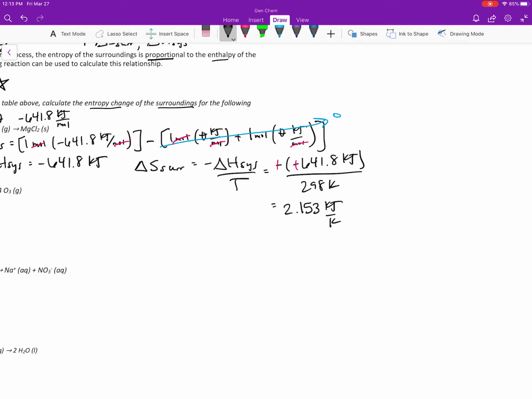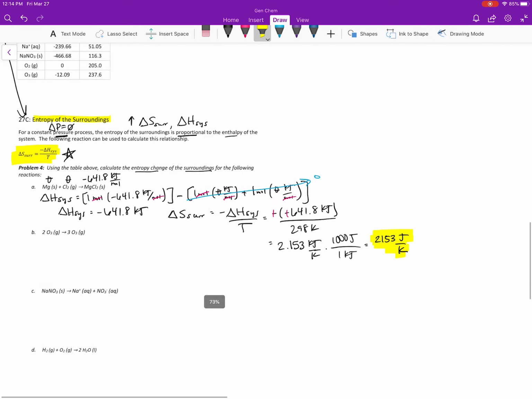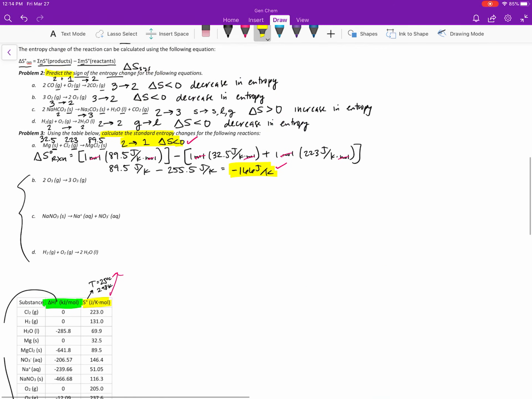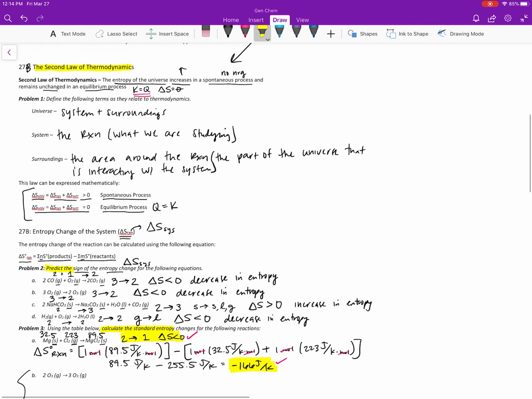2.153 kilojoule per Kelvin. And if I wanted to convert that to be in the same units as the entropy of the system above, I would change that to joules, which would give me 2,153 joules per Kelvin. Okay, and we're going to see why that's important in the next lecture, because we're going to start adding our values together. Okay, adding our entropy of the surroundings with our entropy of the system to solve for entropy of the universe.